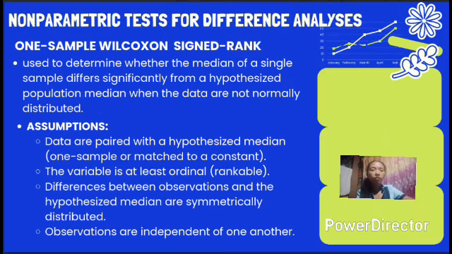For the non-parametric test for difference analysis, the one sample Wilcoxon signed rank test is used to determine whether the median of a single sample differs significantly from a hypothesized population median when the data are not normally distributed. The assumptions are that the data are paired with a hypothesized median, so one sample or matched to a constant; the variable is at least ordinal or rankable; the differences between observations and the hypothesized median are symmetrically distributed; and observations are independent of one another.